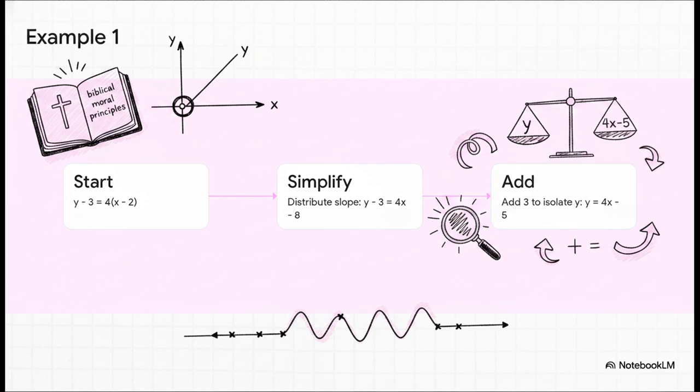Now, if we want to convert this into the slope-intercept form, which is probably what you're more used to seeing, we just simplify. We distribute that slope of 4 right into the parentheses. 4 times x is 4x, and 4 times negative 2 is negative 8. That leaves us with y minus 3 equals 4x minus 8. To get y all by itself, we just add 3 to both sides. Negative 8 plus 3 is negative 5. So our final equation is y equals 4x minus 5. See how seamlessly that comes together?